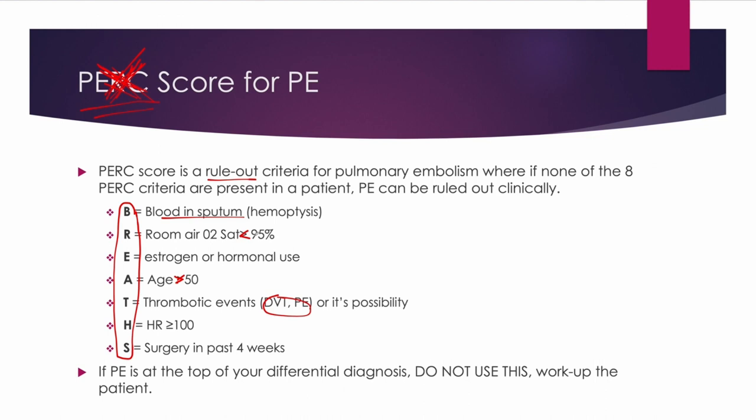So there's a lot of reasons why you can't use PERC. If any one of these is positive, then you cannot use PERC. Okay? Move on to the D-dimer. All right, hopefully this makes sense.